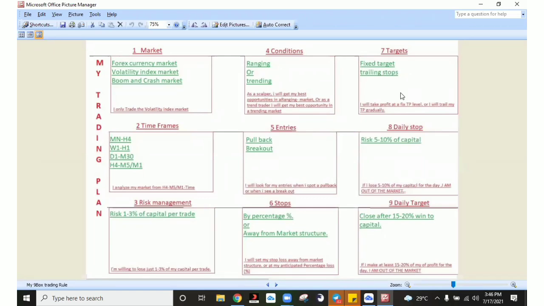So that's you being a trader who sets your take profit by fixed targets or by trailing your stops. Okay. Now, number 8 is your daily stop. Your daily stop means how much are you willing to lose for the day?